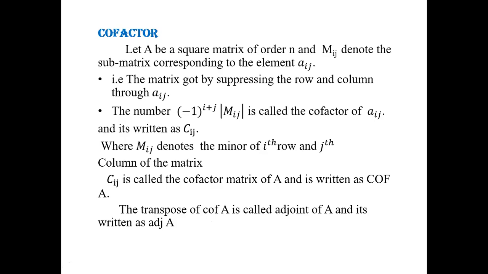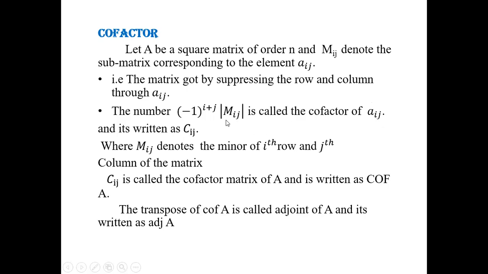Then what is a cofactor? Let A be a matrix of order n and let Mij denote the submatrix corresponding to the element Aij, the matrix got by suppressing the row and column through Aij. The number (minus 1) power (i plus j) times the determinant of Mij is called the cofactor of Aij and is written as Cij. Then the cofactor Cij equals (minus 1) power (i plus j) into the determinant of Mij. Here Aij are the elements of the matrix A: A11, A12, A13, A21, A22, A23, A31, A32, A33, like that. All are Aij.